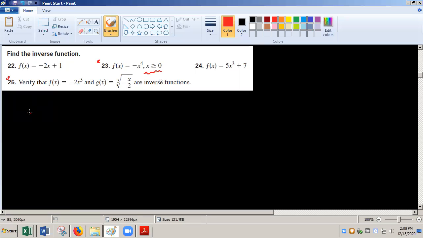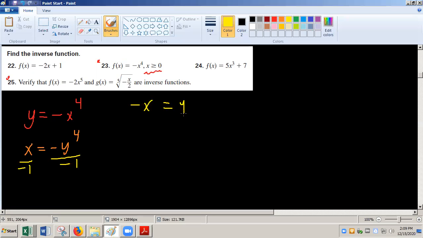So when I look at this, I would just start out by writing y equals negative x to the 4th. And my first step is to swap my x and my y. So now I'm saying x is equal to negative y to the 4th. From here, I want to get y by itself. To get y by itself, I'm going to first divide by negative 1. And so when I divide by negative 1 here, I get negative x is equal to y to the 4th.